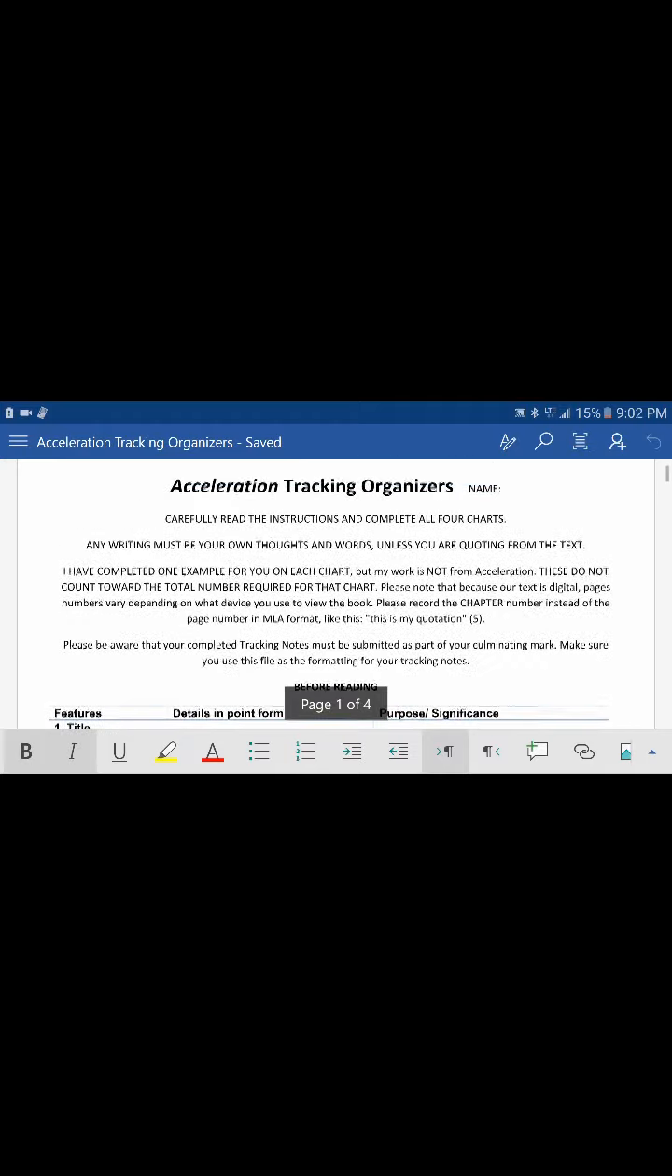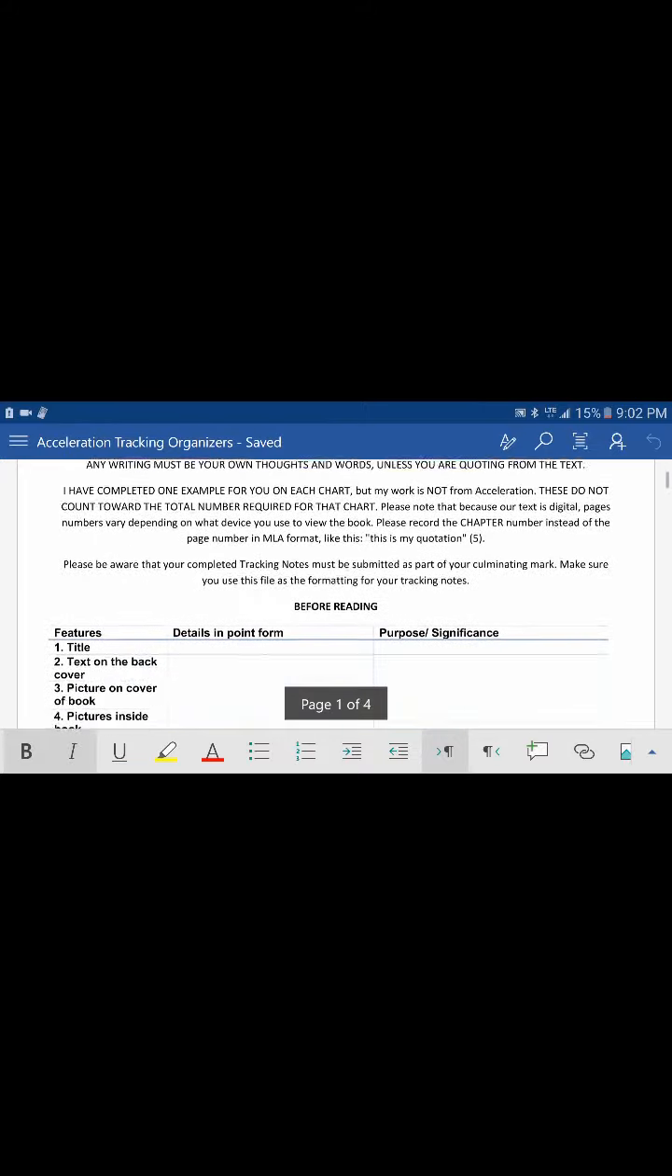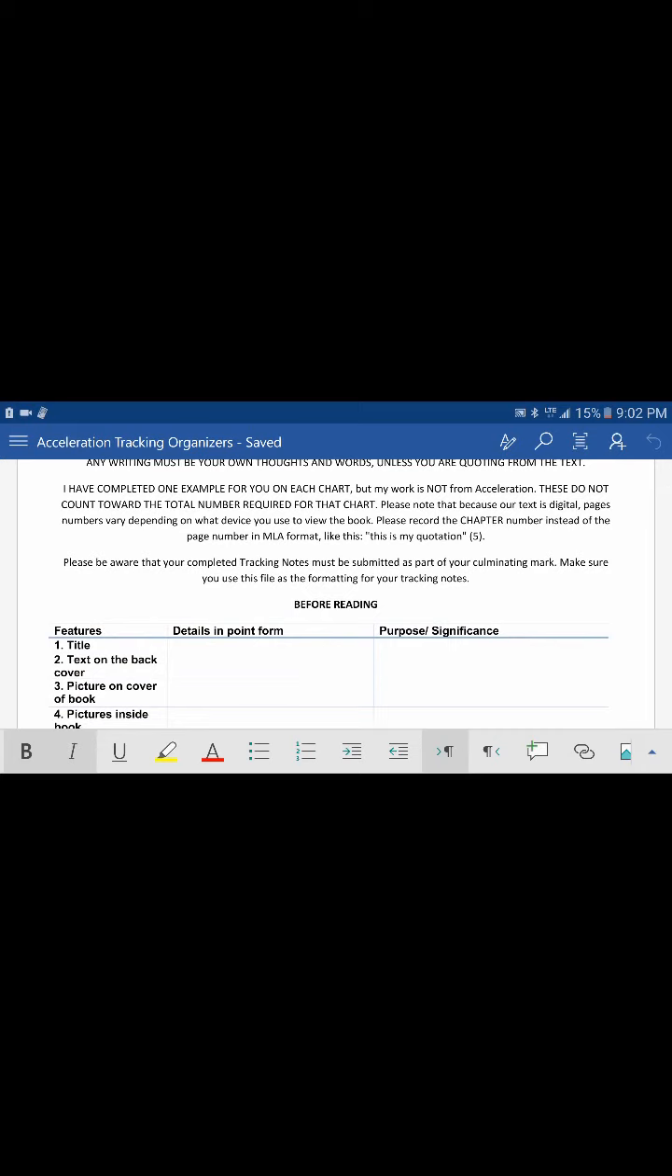So, the tracking organizer is essentially a Word document where I've put together some charts that I'd like you to complete as you read the text. Any writing must be your own thoughts and in your own words unless you are quoting from the text. You'll find there's not a lot of resources about this novel on the internet, which is great because I want you to be thinking for yourself. You'll notice in the charts that I have completed some examples for you. They're not from this book, they're just meant to show you the formatting. So they don't count towards the total number of entries required for that chart, but please use them as a model.